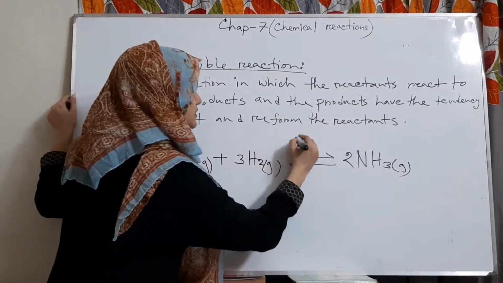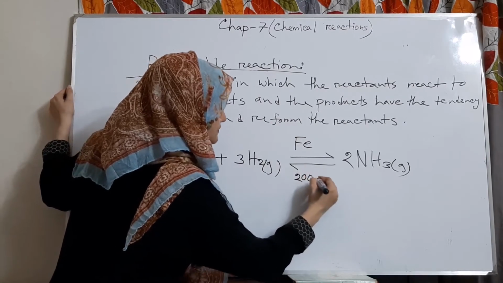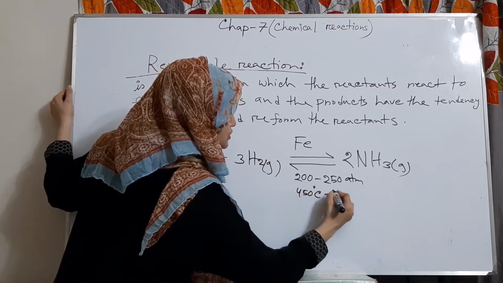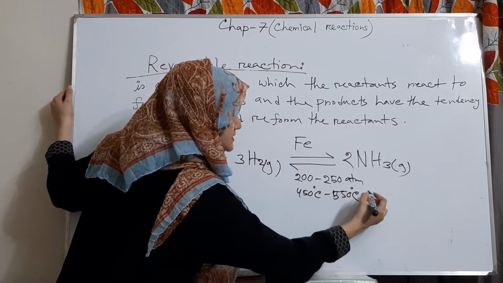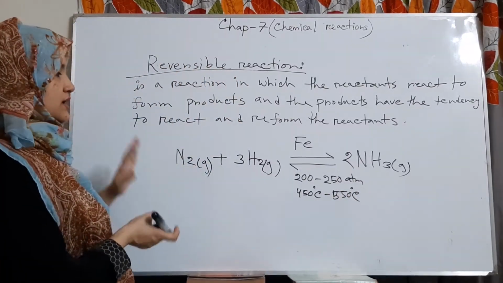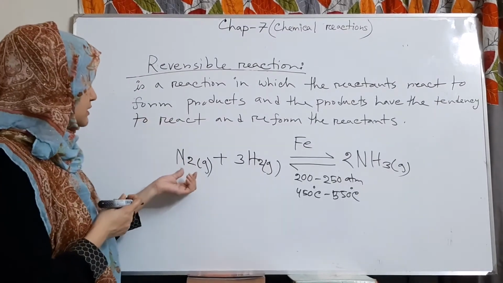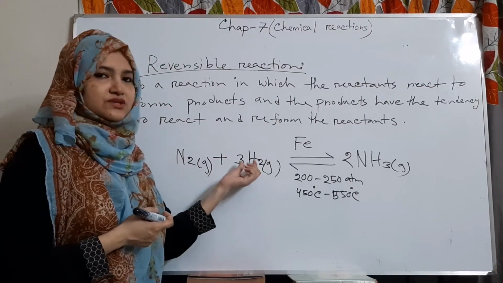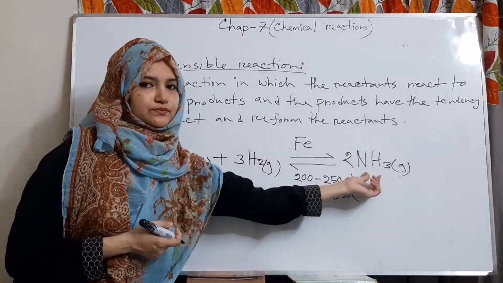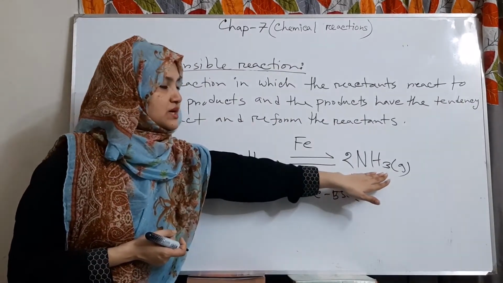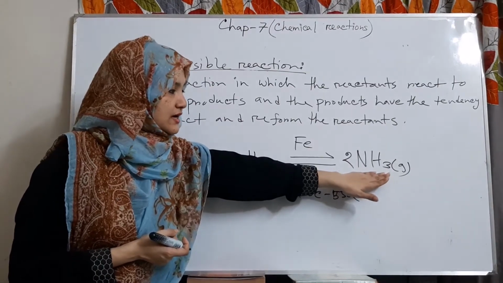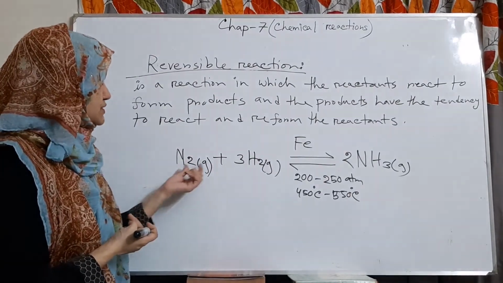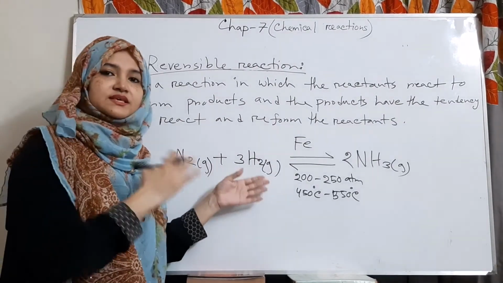The condition is in the presence of iron dust, 200 to 250 atm pressure, and 450 degrees Celsius to 550 degrees Celsius temperature. In this reaction, this is a reversible reaction. Why? In this reaction, nitrogen and hydrogen react and form ammonia. And as the ammonia is formed in the container, at the same time this ammonia decomposes to produce nitrogen and hydrogen at the same condition.